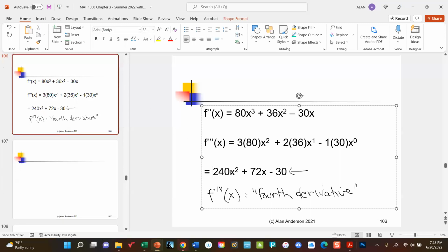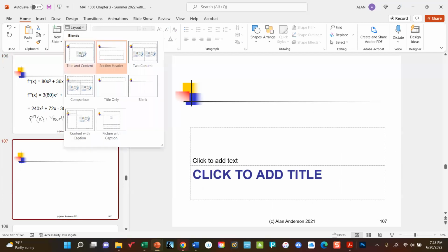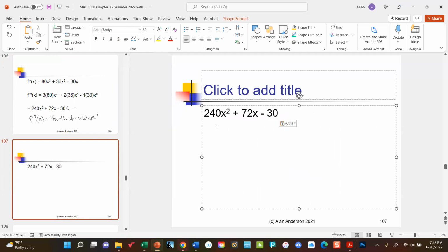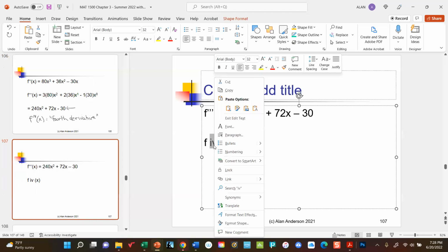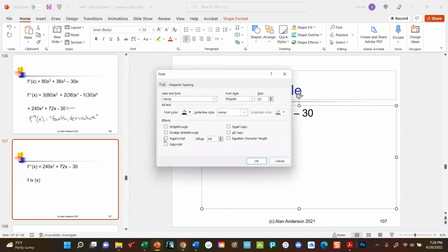So I'll tell you what I'll do. Let me copy this to the next page. Making superscripts and subscripts is a little tricky in PowerPoint, but if you know what to do, you can get it.